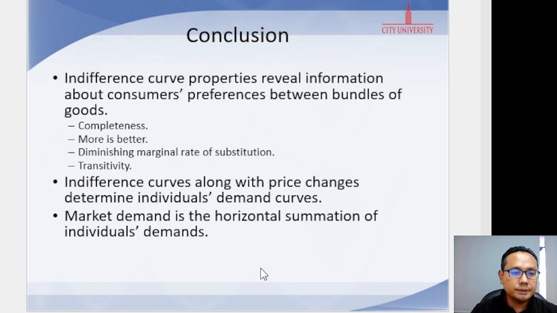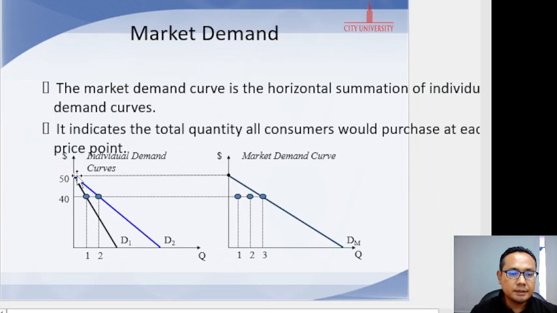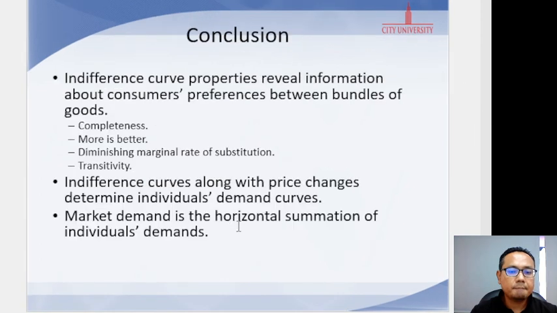So in conclusion, indifference curve properties reveal information about consumer preferences between bundles of goods, based on completeness, more is better, diminishing marginal rate of substitution and transitivity. Indifference curves along with price changes determine the individual demand curve, and the market demand curve is the horizontal summation of individual demand.